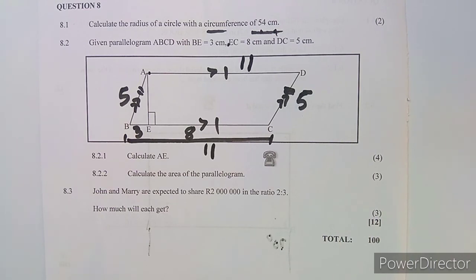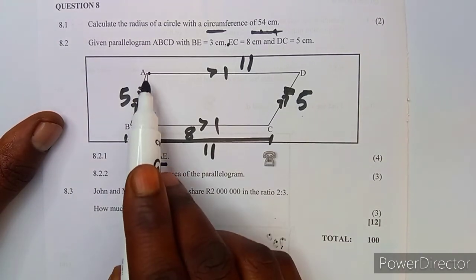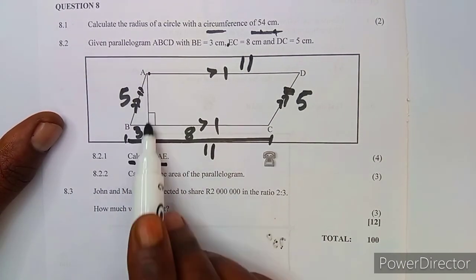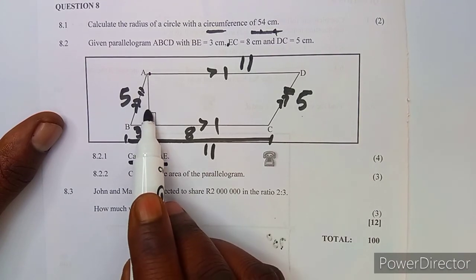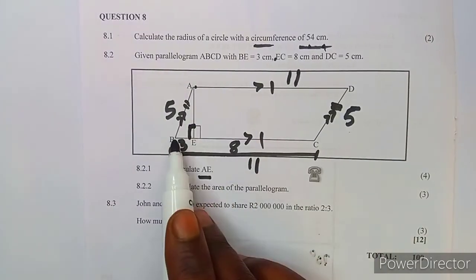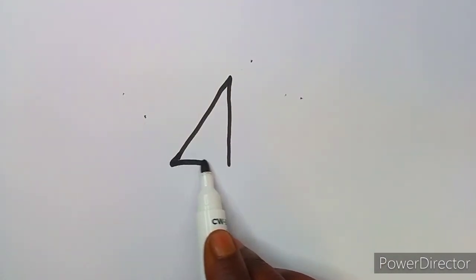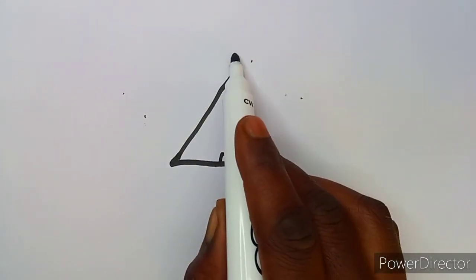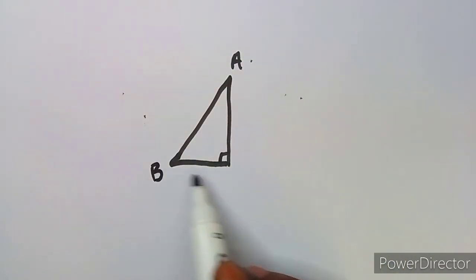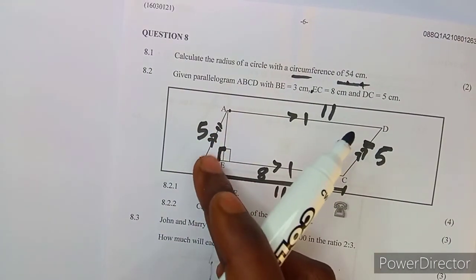The first question is to calculate AE. Let's cross check. This is our AE here, and this is a perpendicular line. When it is perpendicular, it means here it's 90 degrees. So I want you to remove this triangle, ABE. This is a right angled triangle, so let us separate this triangle like this. It is going to be clear now. This was your A, this was your B, and this was your E from the actual diagram.